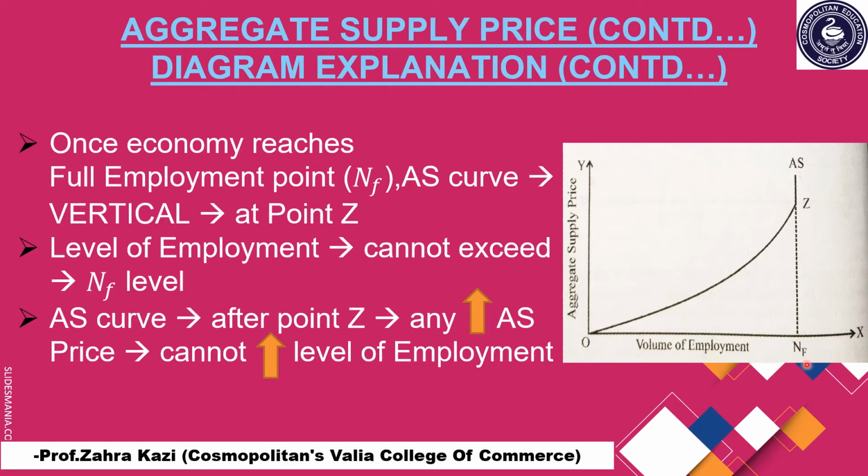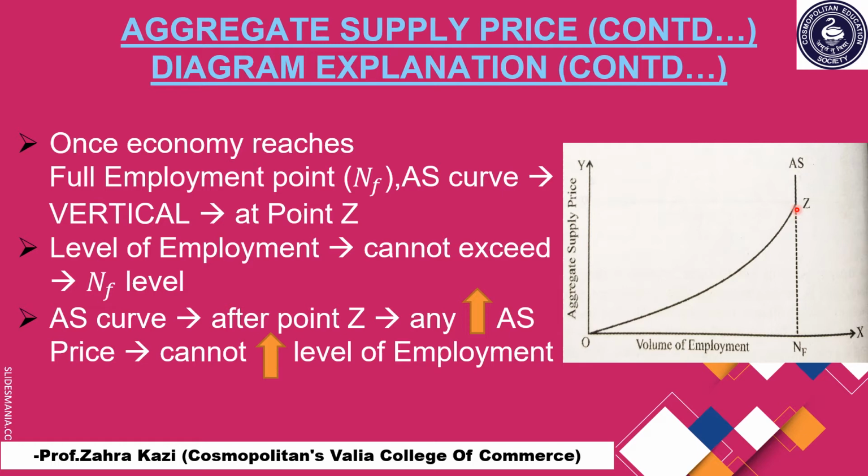Further, in the diagram, the point NF represents the full employment point. This means that beyond the NF point, the employment does not increase. So once the economy reaches this NF point, the AS curve becomes vertical. Can you see? Once the employment level NF is reached, the AS curve, which was increasing, has now become vertical. That is the straight line. This takes place at point S.